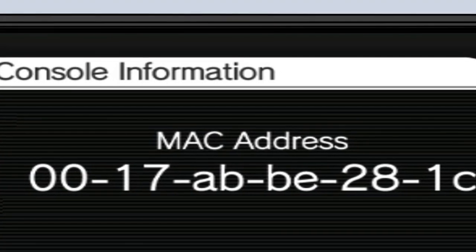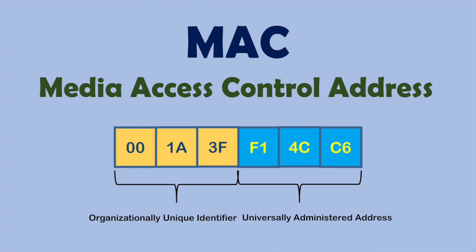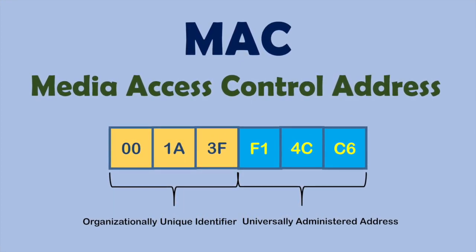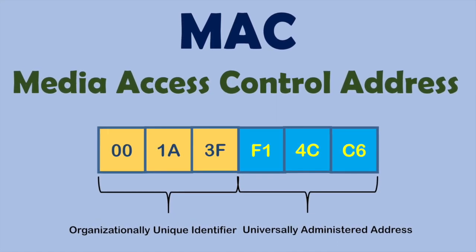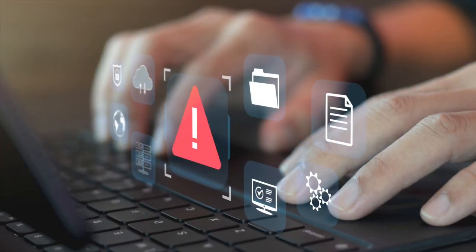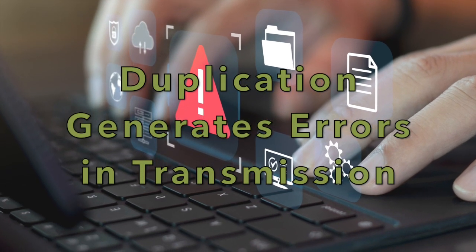No 2 devices should ever have the same MAC address. The original MAC address of a device cannot be changed. However, software can be used to anonymize that device or spoof the MAC address of another device. If duplication occurs, it generates an error that prevents both devices from transmitting data.